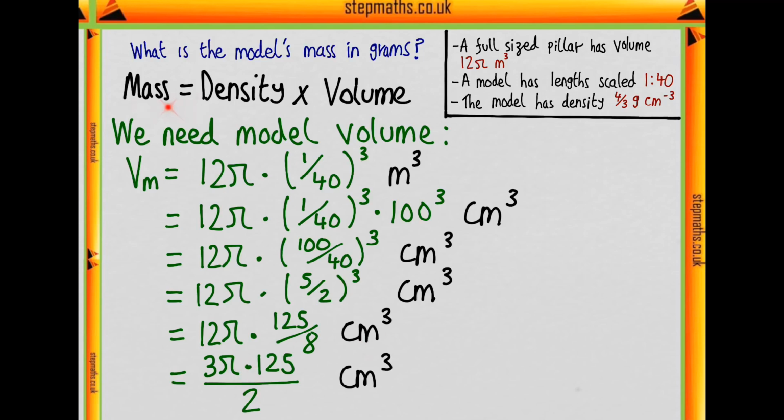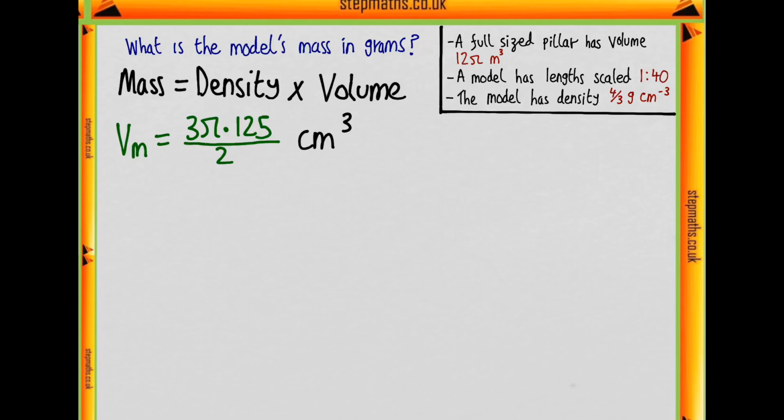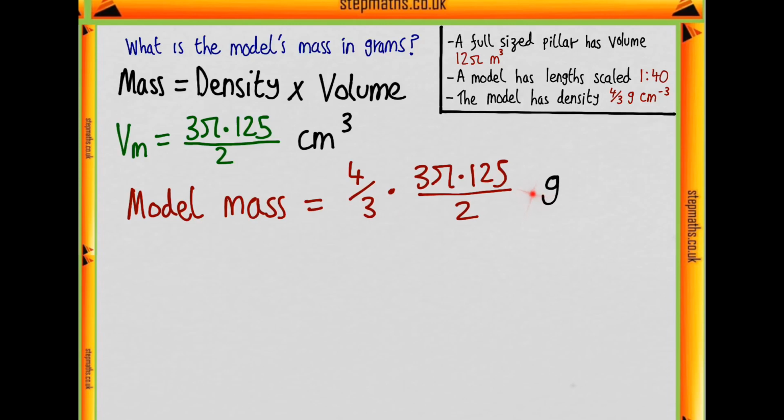We're actually asked for the mass, aren't we? So let's work that out now. We've got the volume of the model here, and we need the mass of the model. So the model mass is equal to the density, which is 4/3, times this volume we just calculated. And this is in grams, because it's grams per centimetre cubed, and centimetre cubed here. So all the units line up, and this comes out.